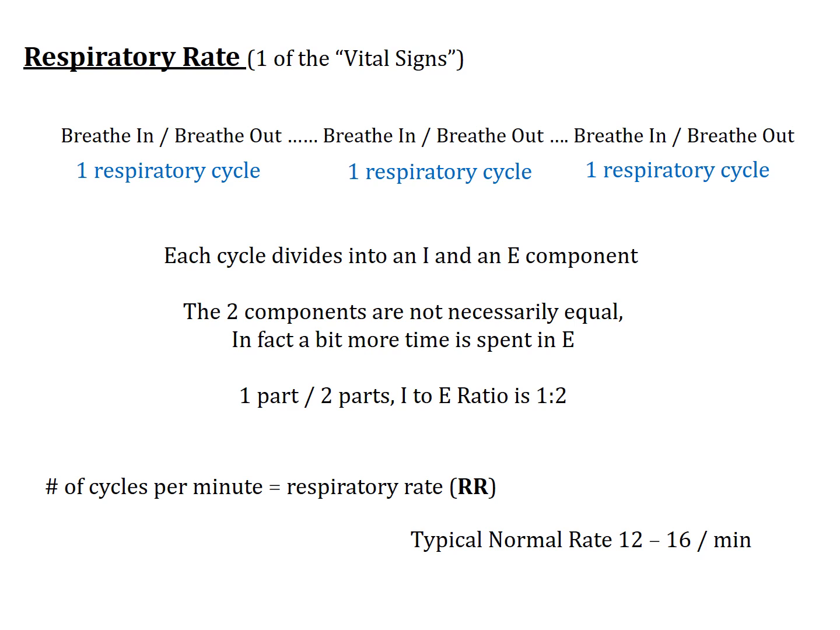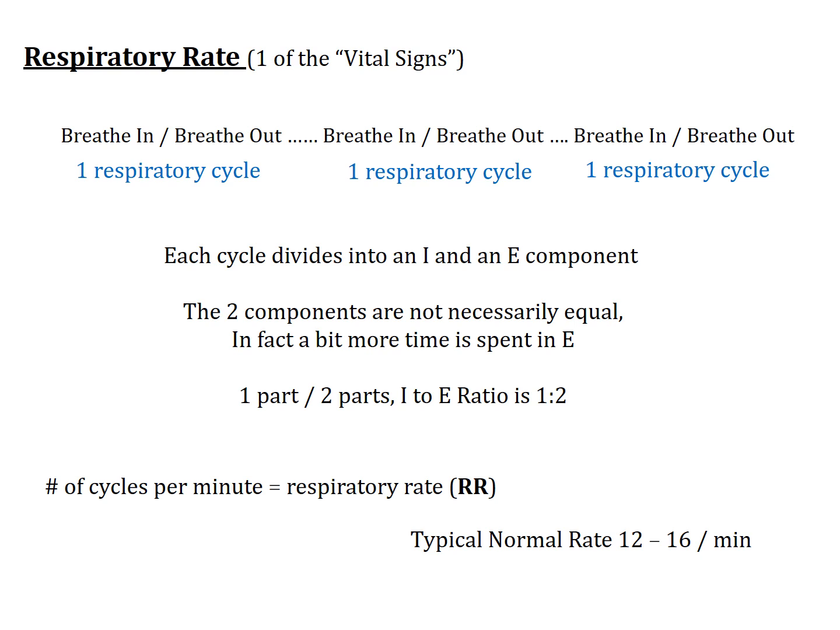So respiratory rate, as you all know, is one of the vital signs. The respiratory cycle is divided into an inspiratory and expiratory component. If you were to watch somebody breathe, you would see that the amount of time that we spend in inspiration is not completely equal to the amount of time spent in expiration. In fact, we spend a little bit more time in expiration. That's referred to as the inspiratory-expiratory ratio. It's typically 1 to 2.